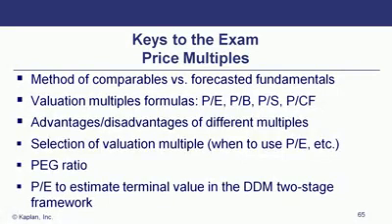Make sure you know the PEG ratio, the PE to growth ratio, and using the PE to estimate terminal value. Remember, when you go through a dividend discount model, at the very end you're going to need a terminal value. So you're going to use the PE ratio. How do you do that? PE times earnings gets you price. And you're going to use that in your dividend discount model, discounting that terminal value to get the actual value of the firm.